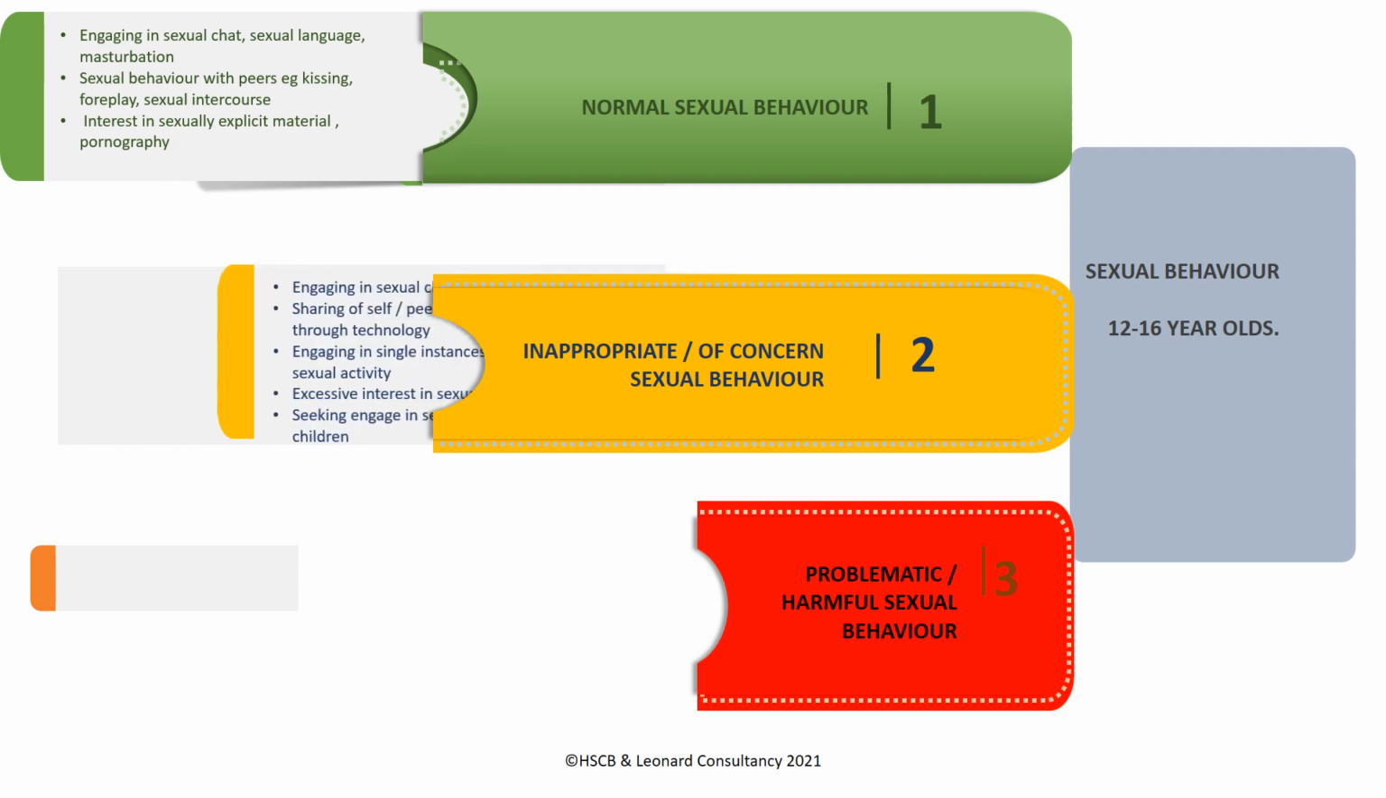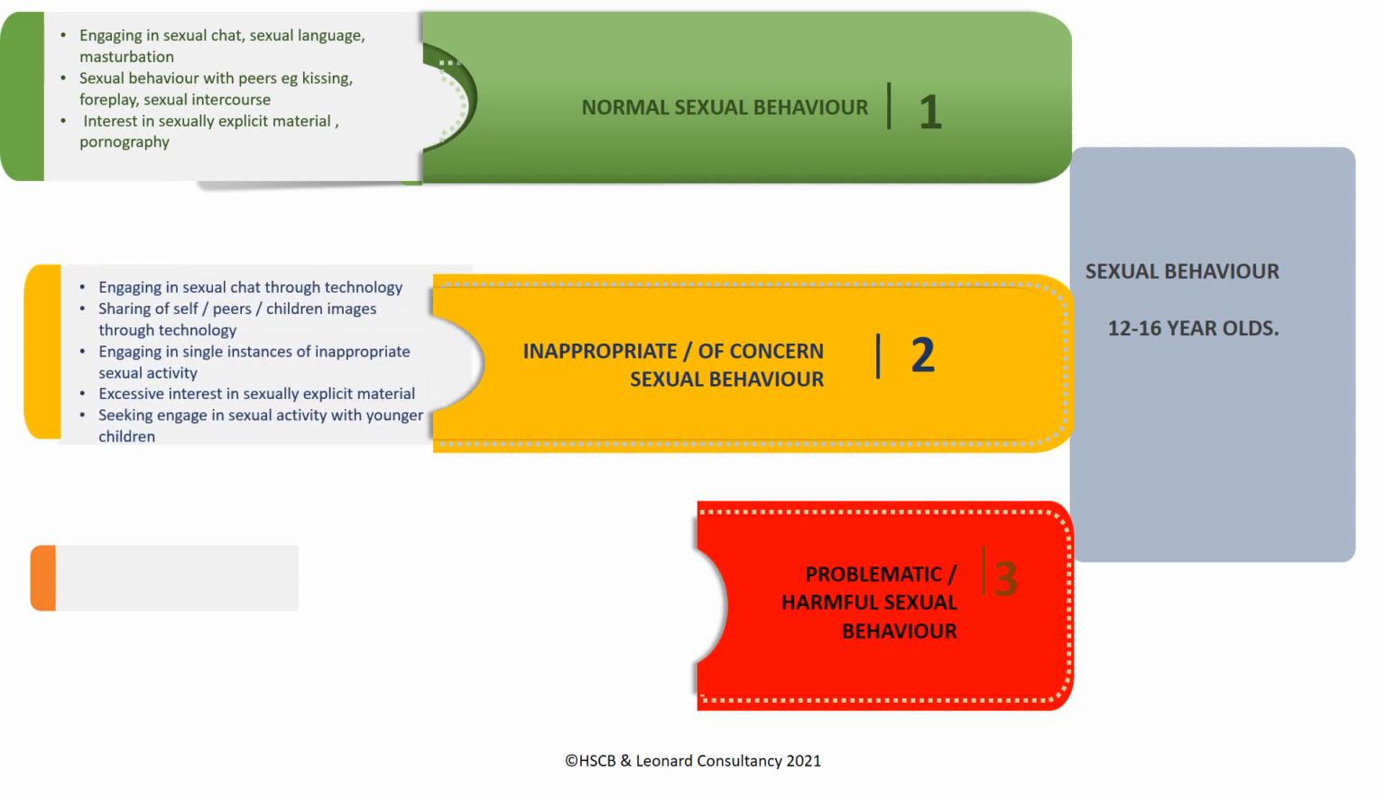But it's really about, in terms of what's inappropriate, that sexual chat is happening through technology, that they're sharing imagery of themselves or peers through technology, or that there is a single instance of inappropriate sexual activity. So that might be where I might, for example, have a 14-year-old who engages in sexual activity with a 12-year-old. Again, both of them are under the age of consent. And so you'd be seeking to provide some education in relation to consent, but also the importance that they need to bear in mind that neither of the two of them could have consent, and in particular that 12-year-old cannot consent. So it may not necessarily have been against somebody's will, but we need to be clear in relation to consent.